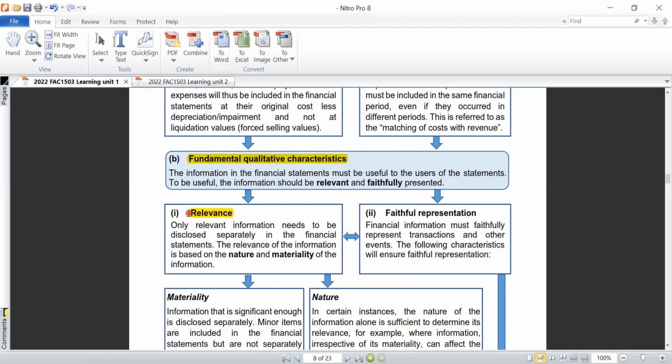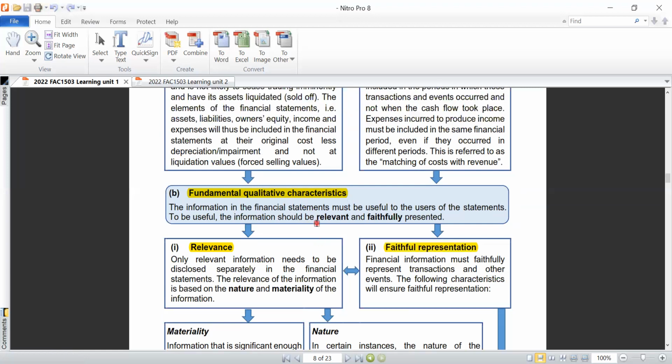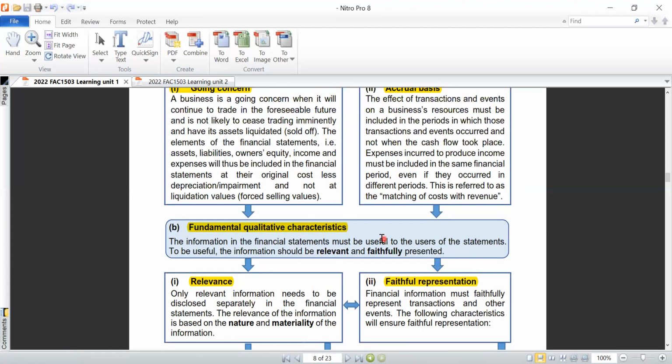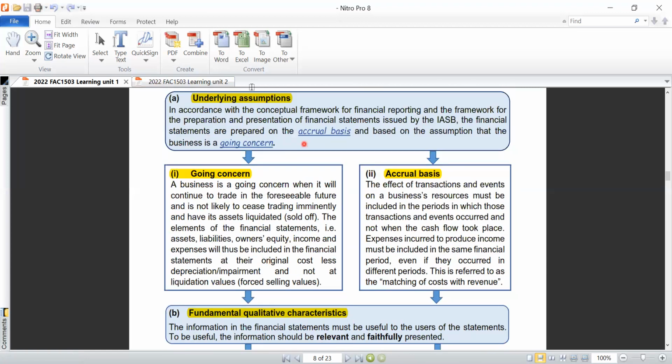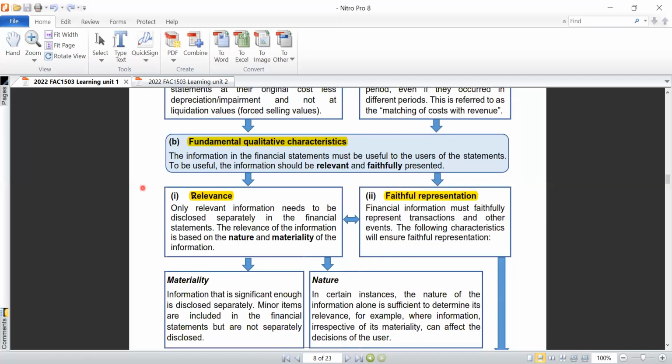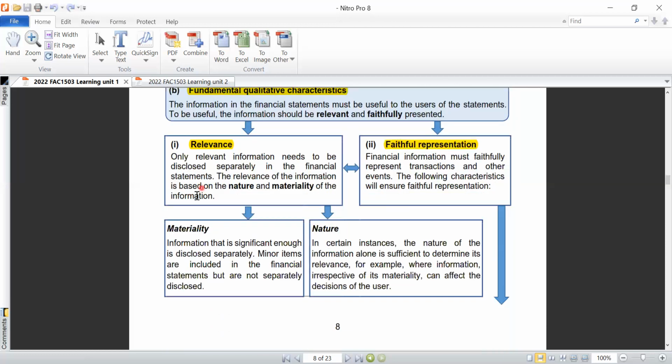That's with the relevancy principle. Faithful presentation, it just means we have to produce information that is truthful to our users. So those are the fundamental qualitative characteristics. We talked about the underlying assumptions, two of them: going concern and accrual basis. Please don't forget this. You'll be asked about these things in MCQs, right?